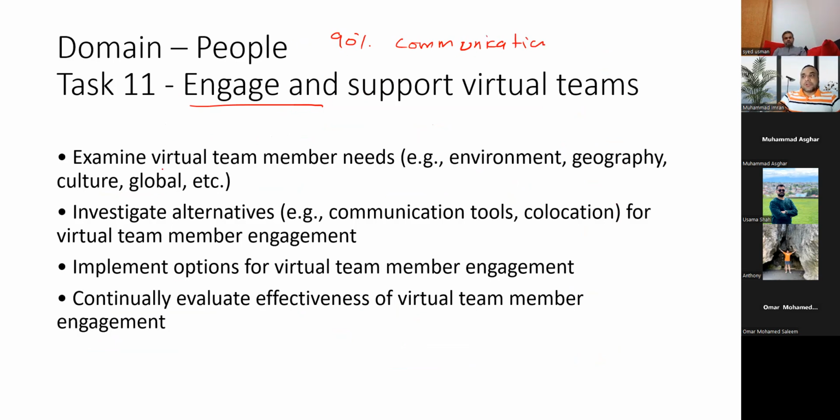Based upon the virtual team members, we need to provide the co-working space. What is co-working space? Like we have Zoom, we have Google, we have Microsoft Teams, we have Skype for Business. These types of tools we need to have, so all the team, regardless of their location, can work together as a team and finish their tasks.